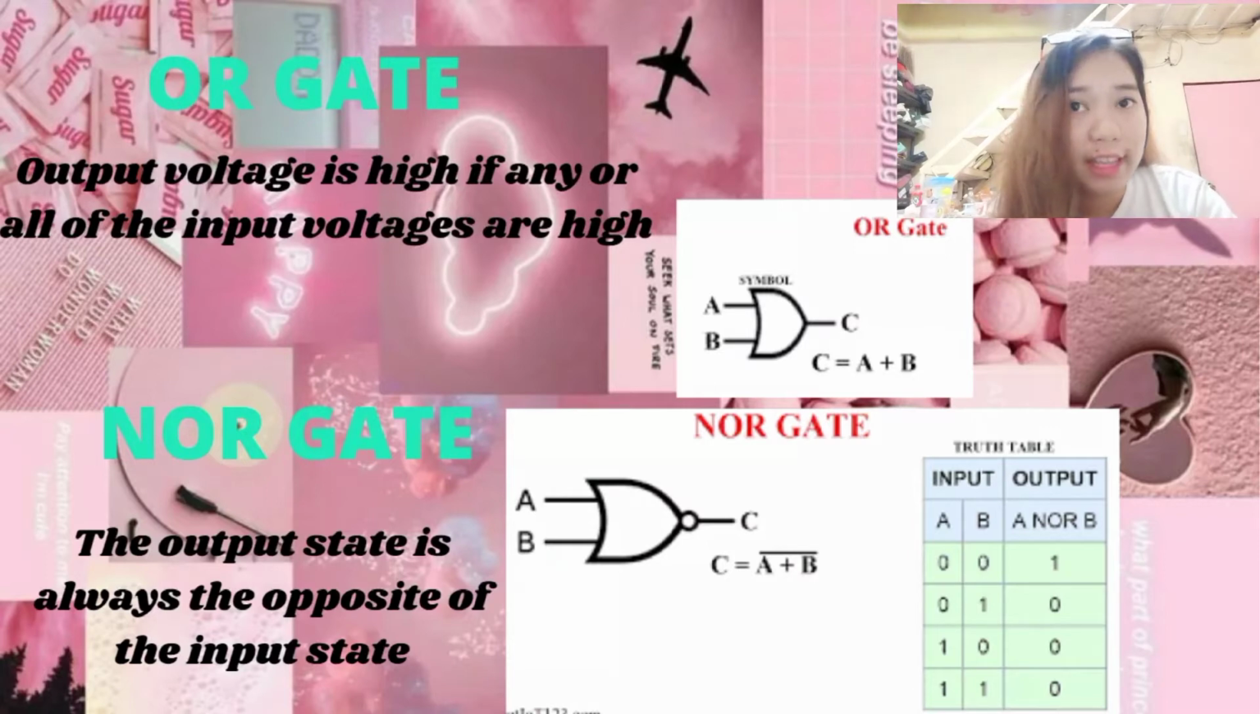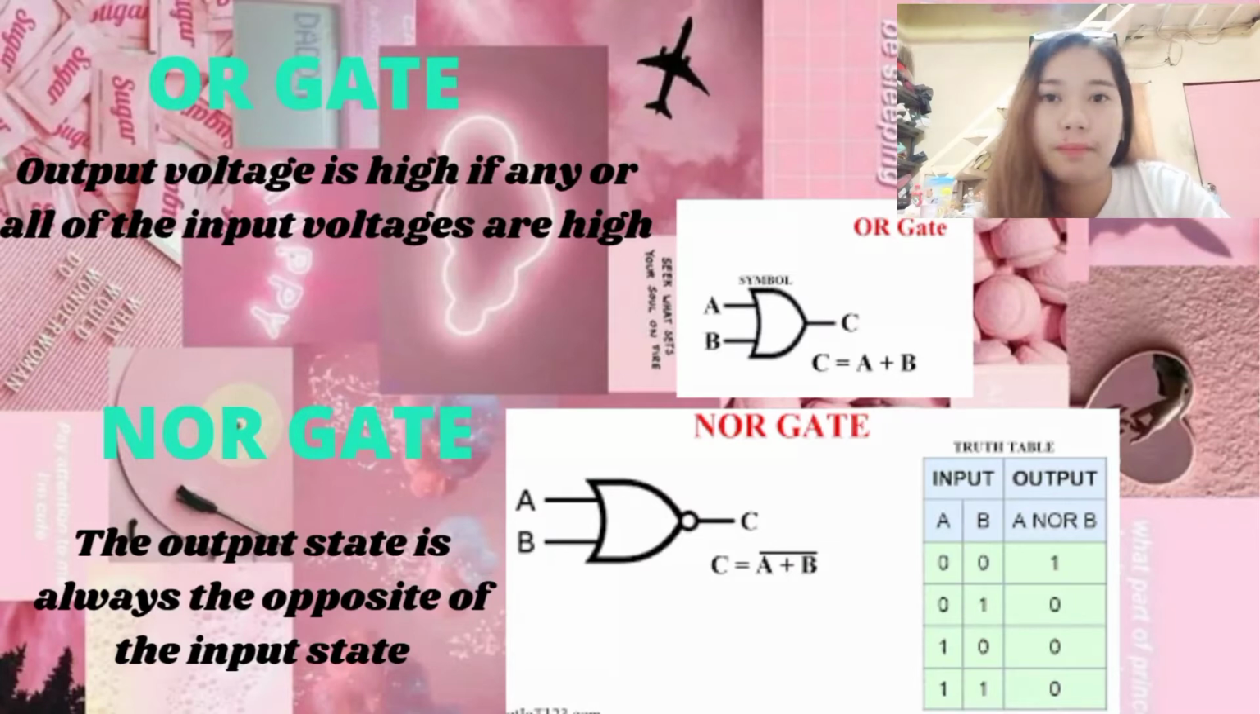Next is the NOR gate. In a NOR gate, the output state is always the opposite of the input state. The NOR gate output is low if any of the inputs are high. The symbol is an OR gate with a small circle on the output. The small circle represents inversion.